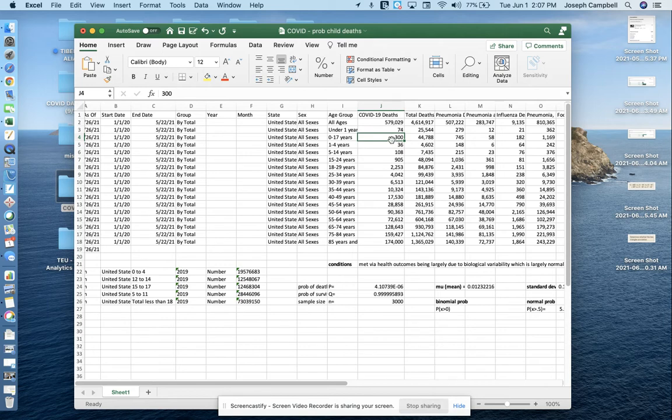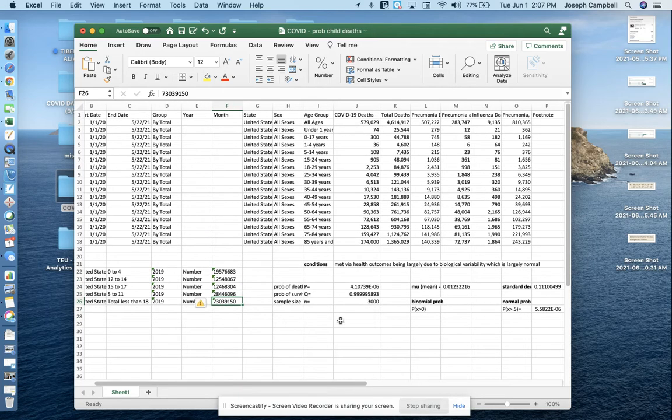Now, in order to make this make sense, we need context, which is the entire United States under 18 population, which would be the same thing here. That is 73 million, roughly, children. So if we're going to find out the probability that at least one person dies within a given sample size, we're going to use a normal distribution approximation.